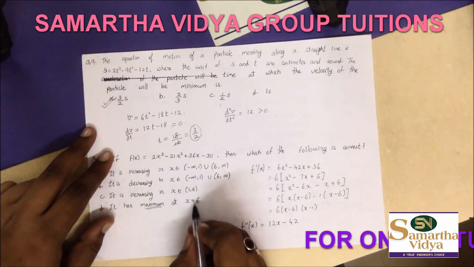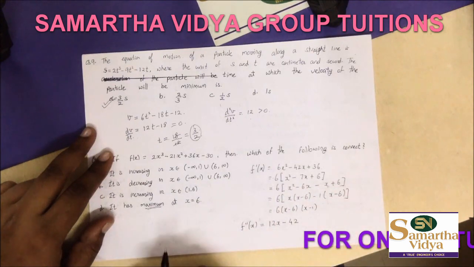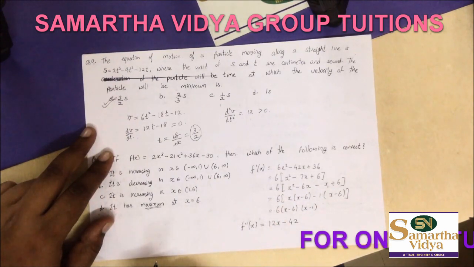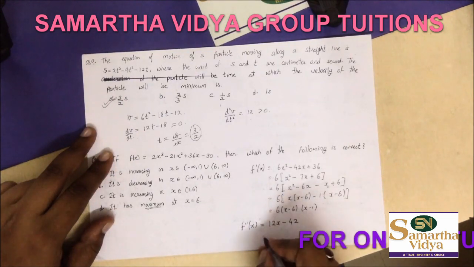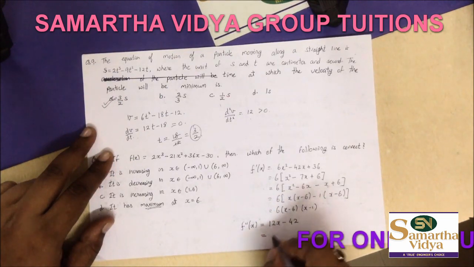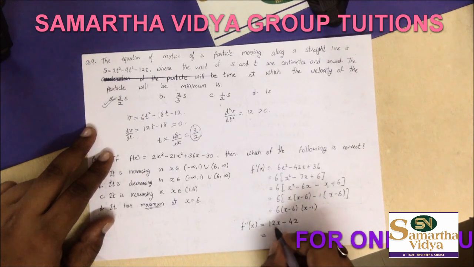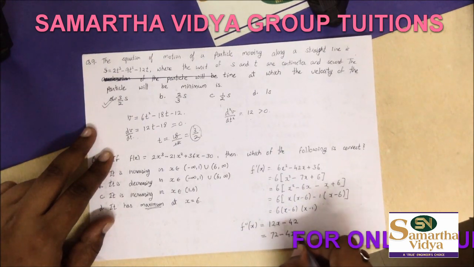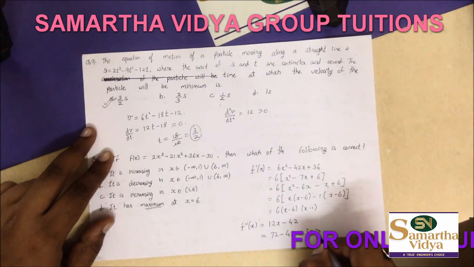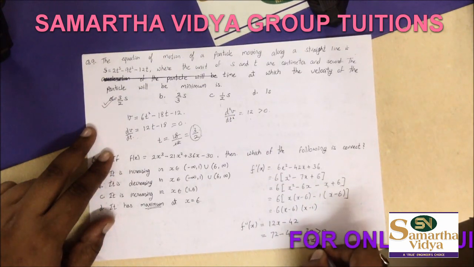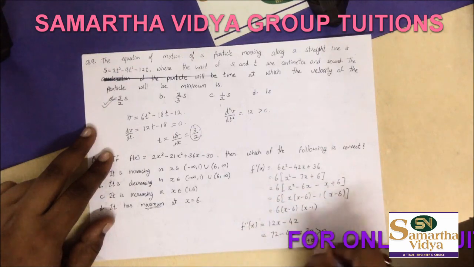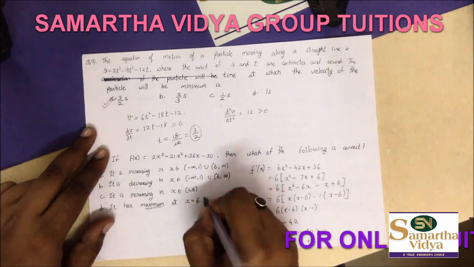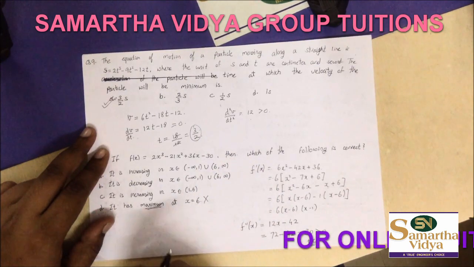Let's see if I substitute 6 in this double derivative, whether I'm getting the value as maxima or not. If I substitute 6 in this, I'm getting 72 minus 42, which is nothing but 30, which is greater than 0. So I'm getting a positive answer. If the double derivative is positive, that means the value is basically minimum. So your option D is the wrong option.